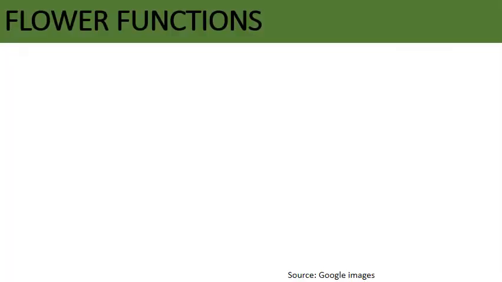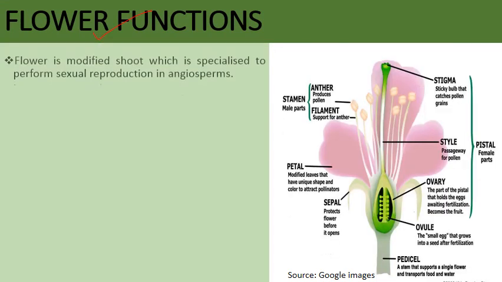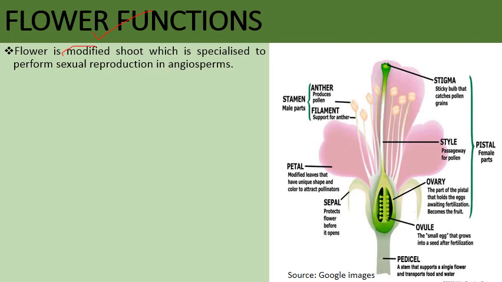Next comes last one, that is the function of flowers. So what are the various function of flowers? As we know, flower is a modified shoot, and it is specialized to perform the function of sexual reproduction. So this is one important function. Sexual reproduction में help करता है in case of angiosperms.